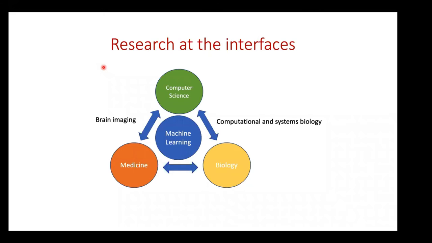As I mentioned, science is becoming more and more interdisciplinary. The important and interesting research questions are at the interfaces. If you look at my work, I work at the boundaries of three fields: computer science, medicine, and biology. With computer science and medicine, I mainly work on brain research. How can we look at the brain? Because in the brain, we still know only pieces of the story about how it functions.